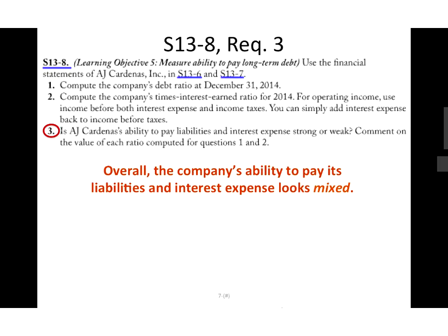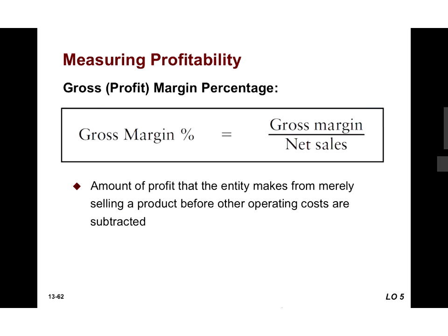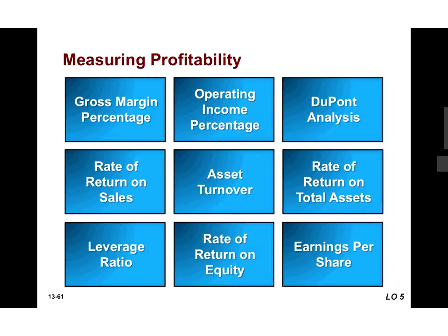Okay, next group up is measuring profitability. There's lots of different measures of profitability, lots of various ratios. In the far right-hand corner at the bottom, earnings per share, we talked about that when we did the income statement. That's calculating how much we're earning per common share.